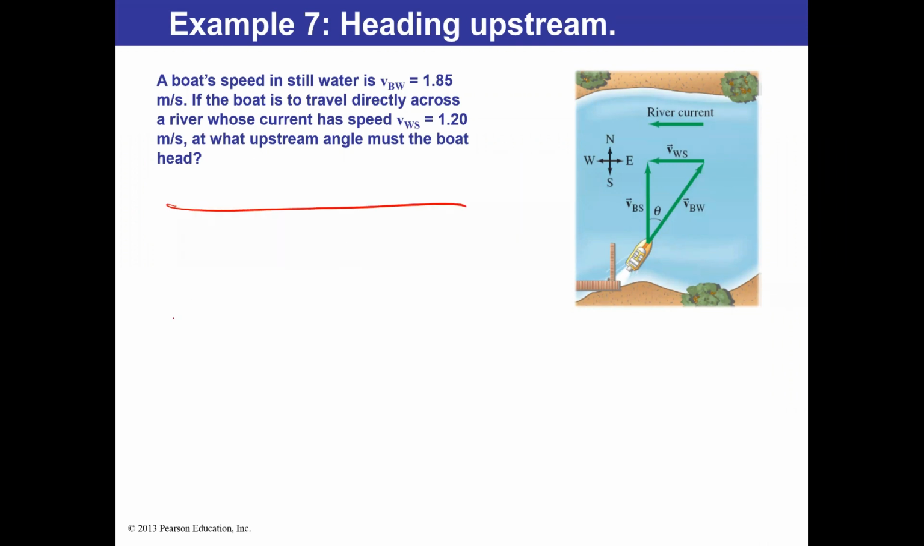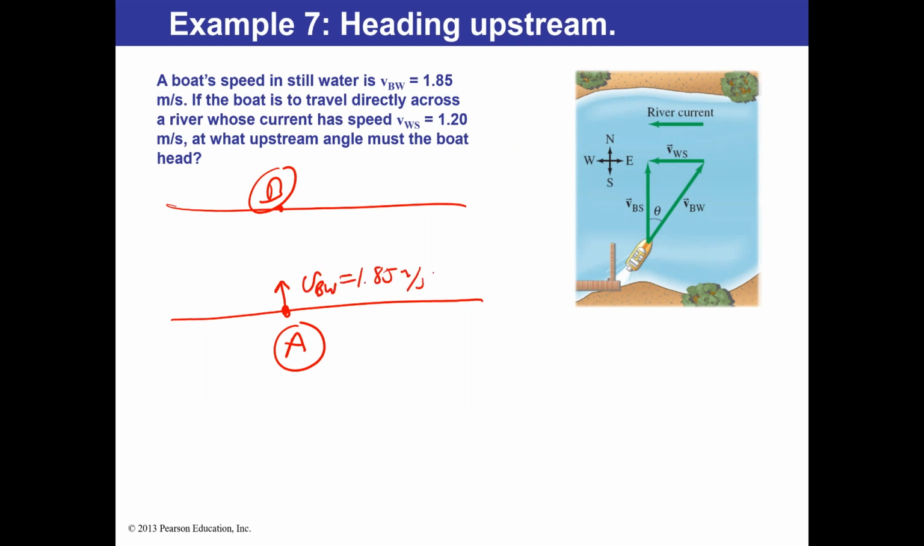So think like this. Here's the river, and let's say this is point A and this is point B, two positions, right? So if the boat goes straight like this, the velocity of the boat relative to water is 1.85 meters per second. Let's call this j hat because it's vertical. If it's moving straight like that and there is no current, it can technically go and reach point B.